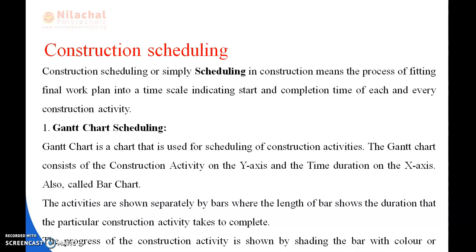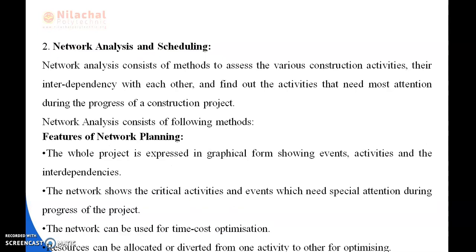So we can say that a Gantt chart is a chart which is used for scheduling all the construction activities, and it consists of the construction activities on the y-axis and the time duration on the x-axis. Next we'll be reading about network analysis and scheduling.